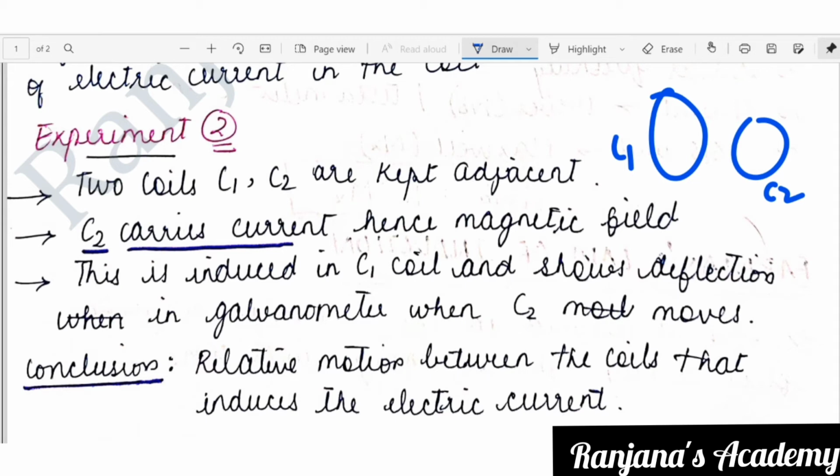Now, C2 is carrying a current I, but C1 is not having current. When you have current, a magnetic field is also present. So when C2 has current, it also has a magnetic field, and this is induced in coil 1. To our surprise, they are only placed adjacent, but still coil 1 shows deflection in the galvanometer, indicating the presence of current in it also. So what can you say here? Relative motion between the coils induces the electric current. Simple? Now you understood experiment 2 also.